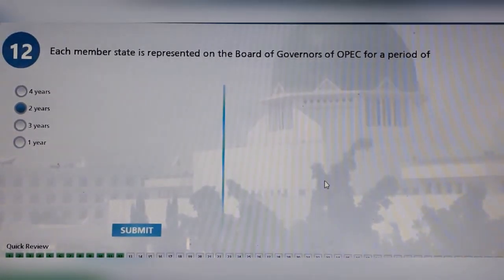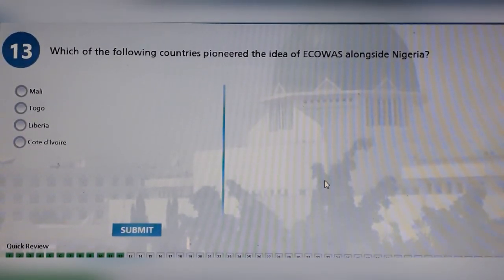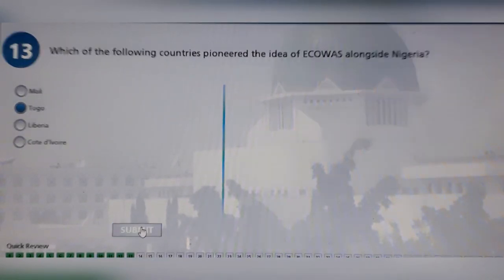So option B is our correct answer. Let's move over to number 13. Number 13 says, which of the following countries pioneered the idea of ECOWAS alongside Nigeria? Of course, we know our head of state at that time collaborated with the president of Togo, and they both pioneered the idea of ECOWAS. So our answer will be option B, which is Togo.